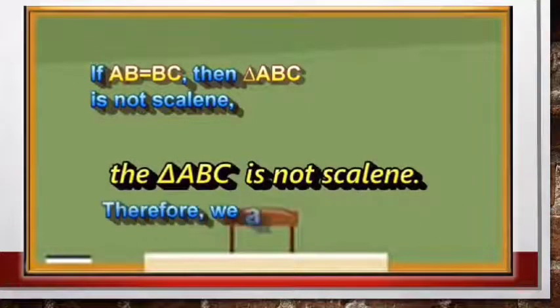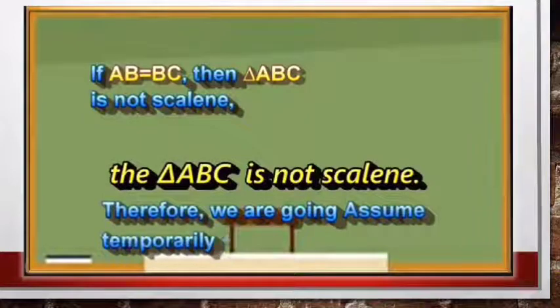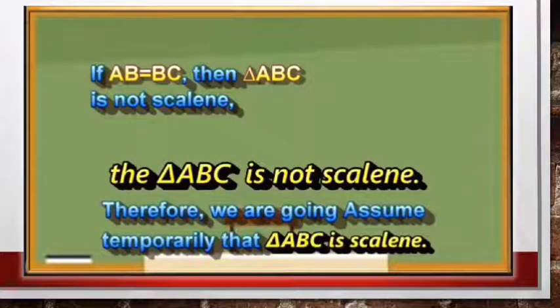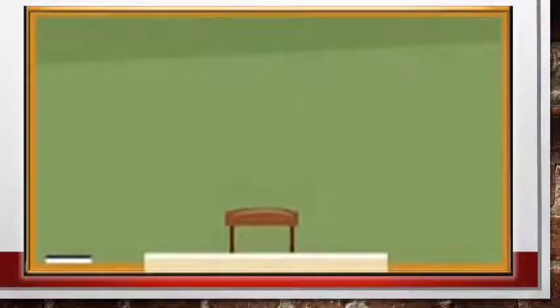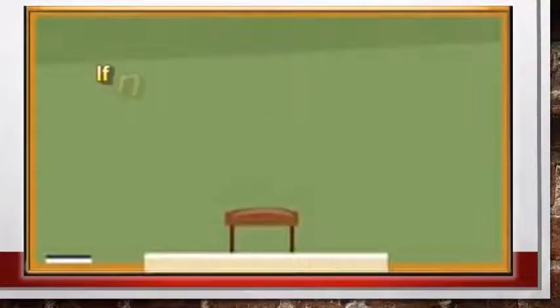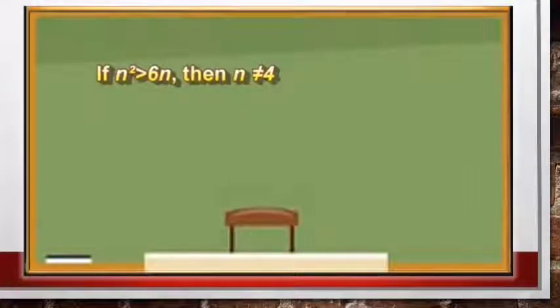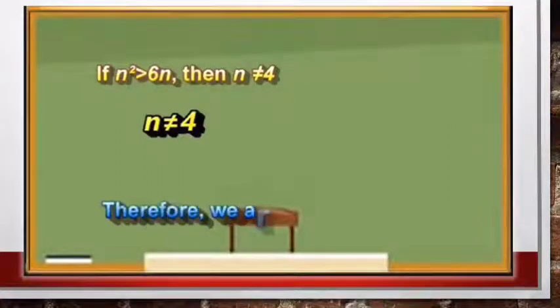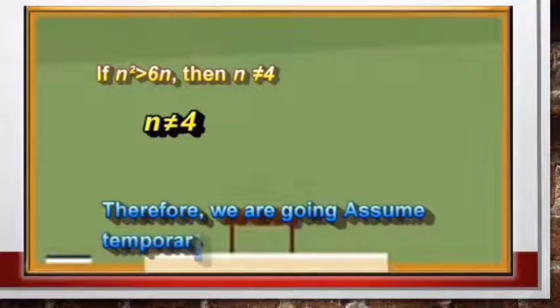Therefore, we're going to assume incorrectly that triangle ABC is isosceles. Example number 2. If n squared is greater than 6n, then n is not equal to 4. So the conclusion is n should not be equal to 4. Therefore, we are going to assume again incorrectly that n equals 4.